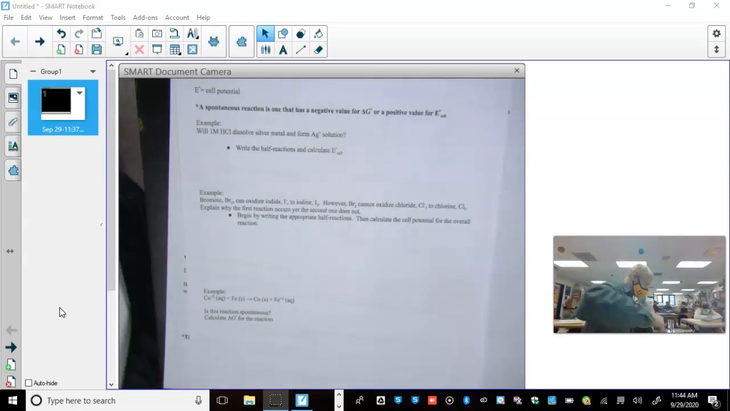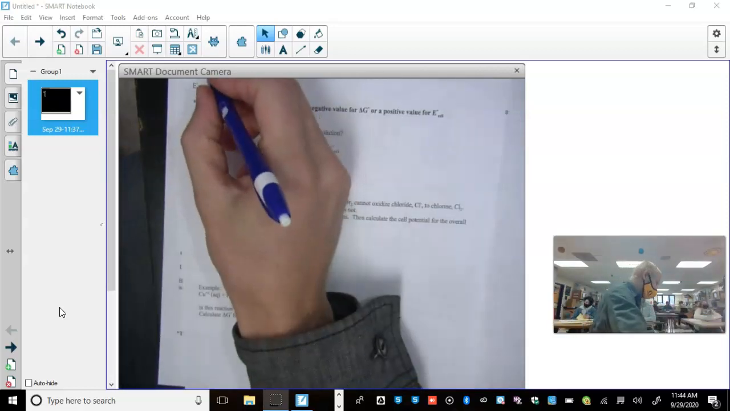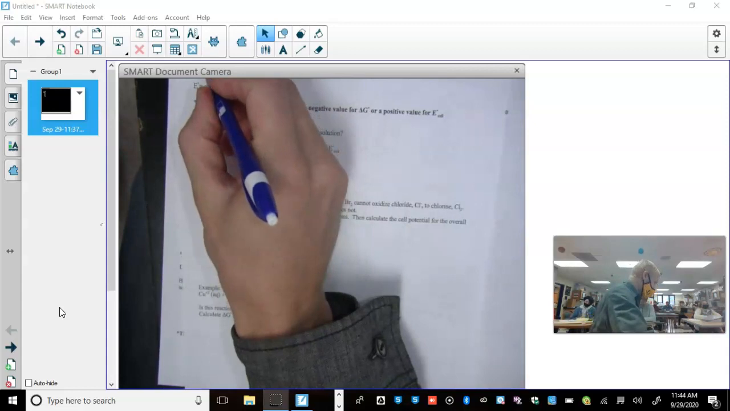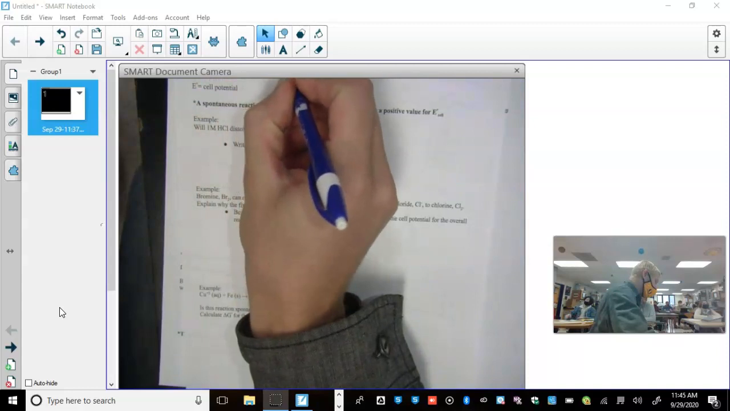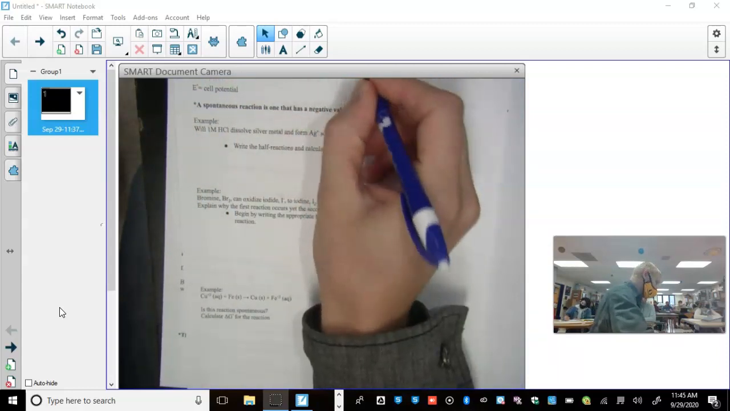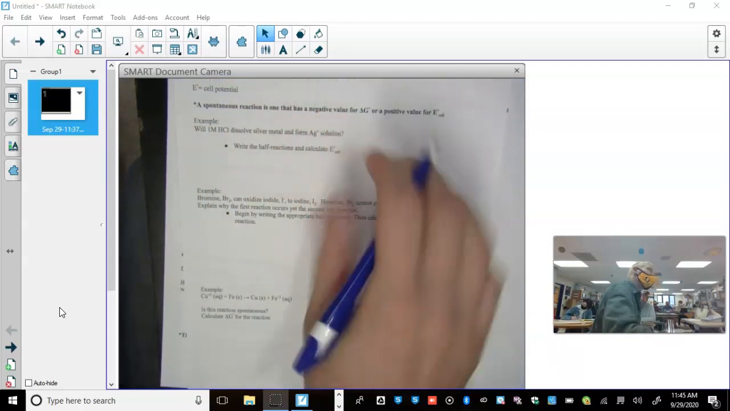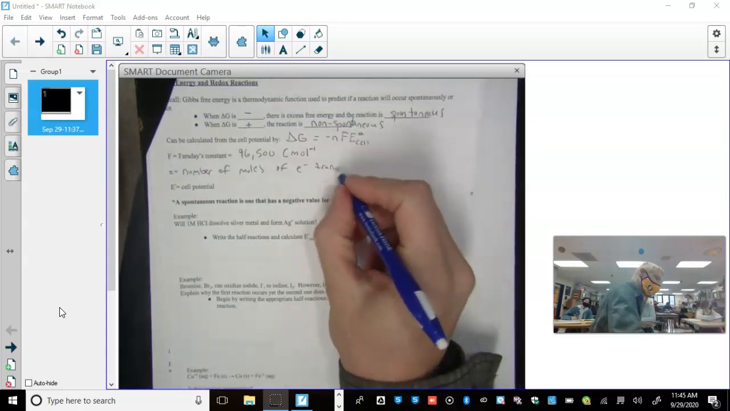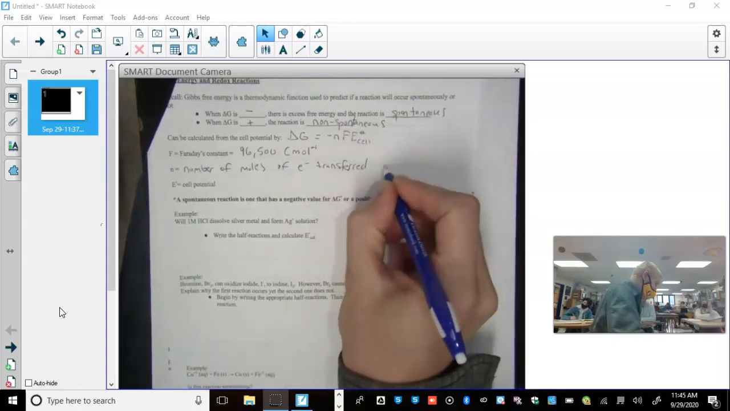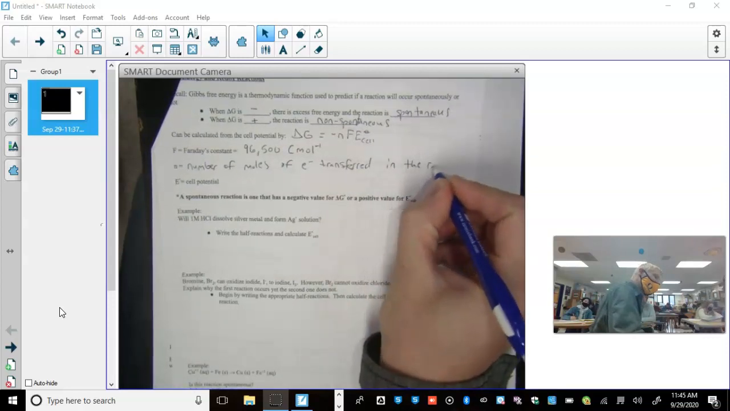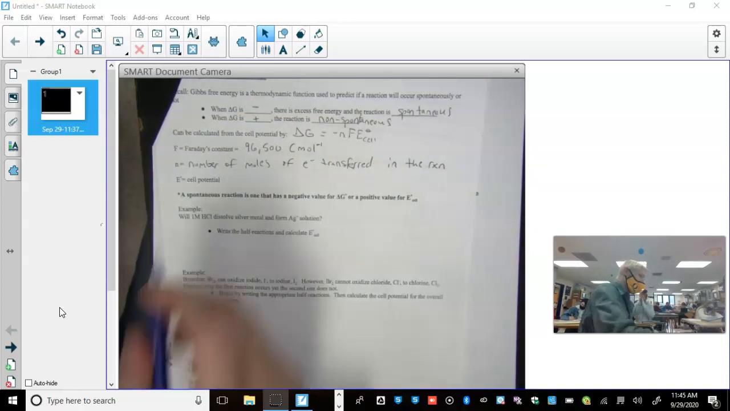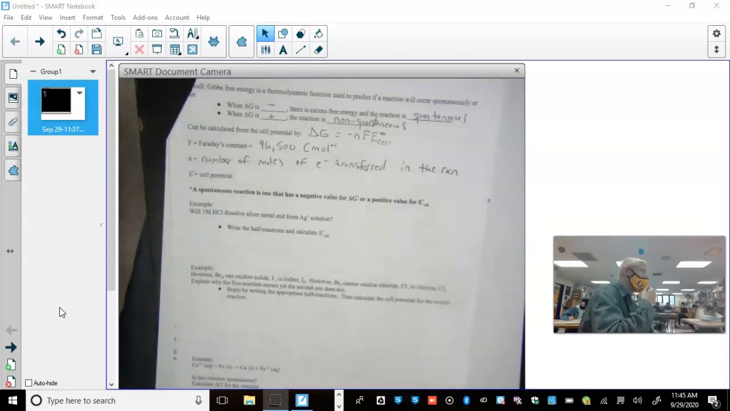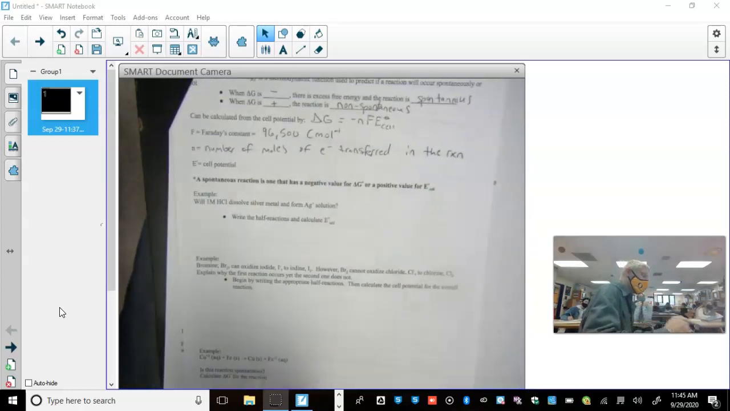All right. So then we got N. N always in chemistry stands for moles. Number of moles of electrons transferred in the reaction. And then E naught is cell potential. Difference in the half reactions.